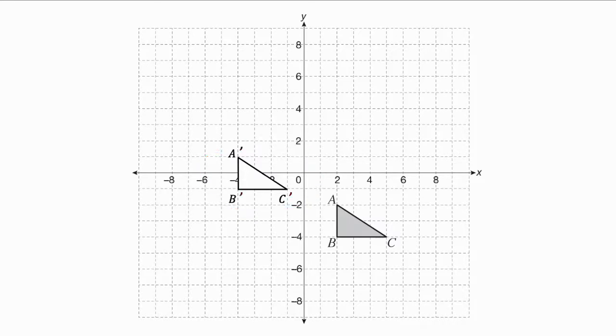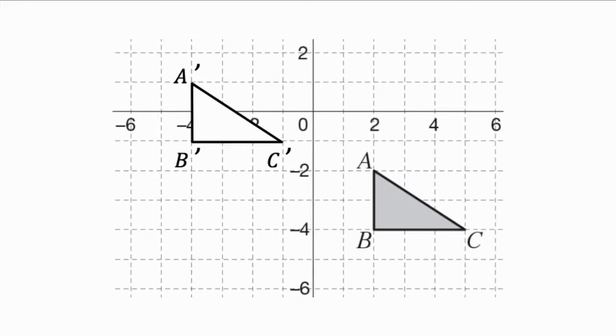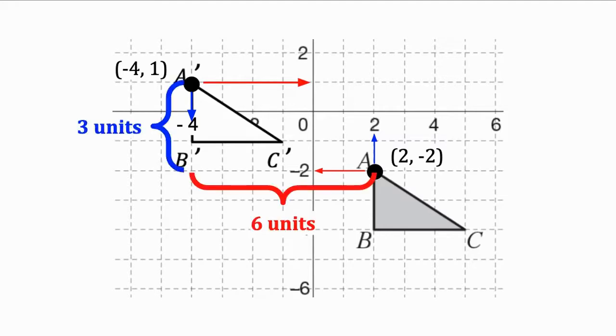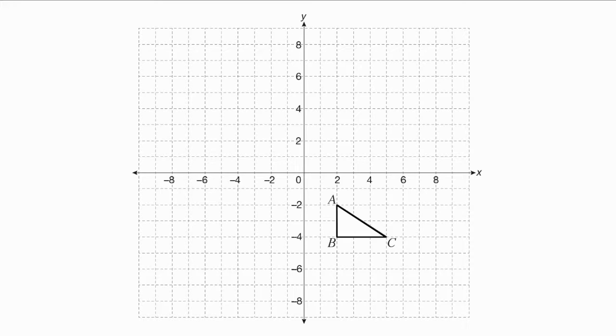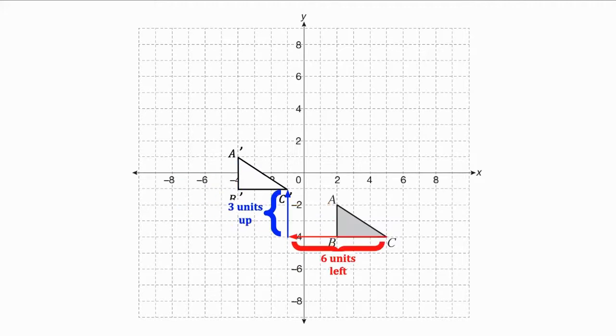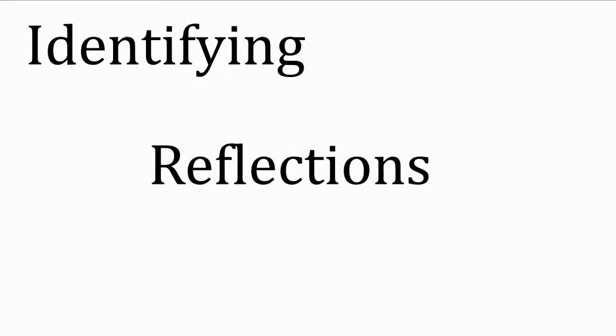If we want to know how many units a shape has been translated, we should use corresponding points. So we can use A and A prime, or we can use B and B prime, or C and C prime. Prime is how we say the apostrophe. Point A has x coordinate 2 and y coordinate -2. A prime has x coordinate -4 and y coordinate 1. For translations, we'll simply count how far apart these points are. Remember, we started at A and ended up at A prime, so this triangle has been translated 6 units left and 3 units up. This is true of B and C as well, so it wouldn't have mattered which points we chose. Let's take a look at reflections next.